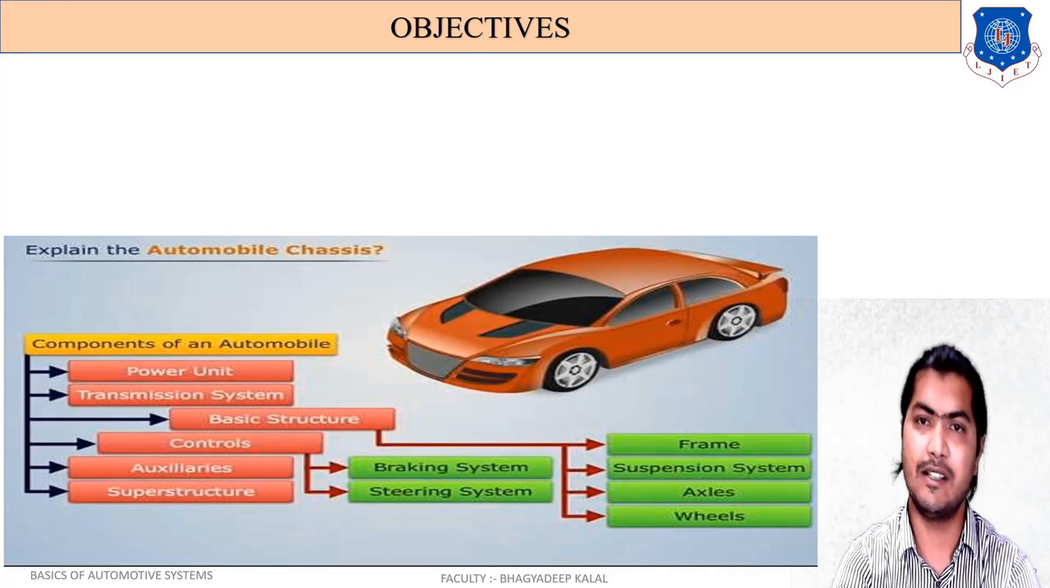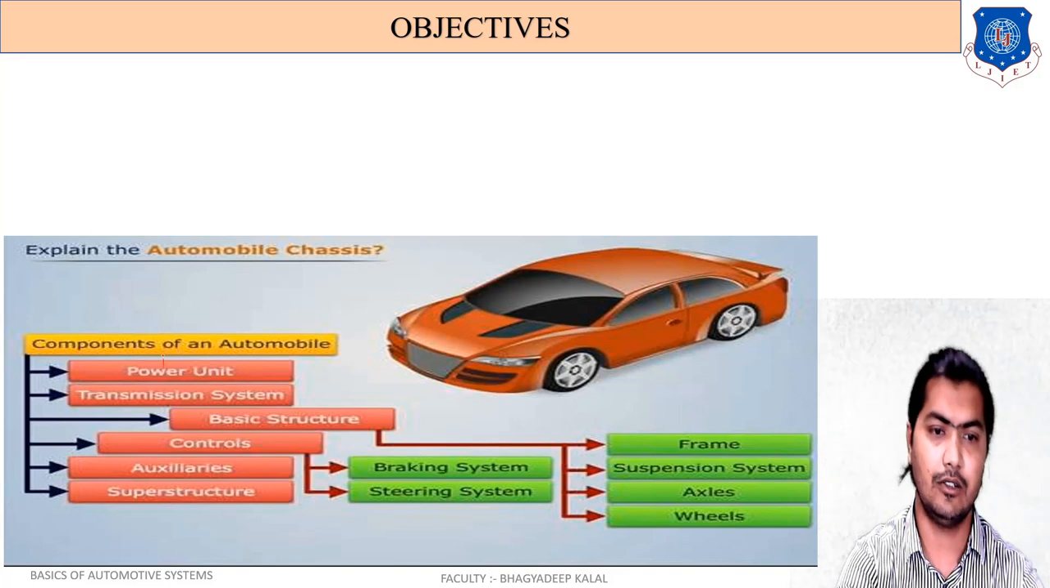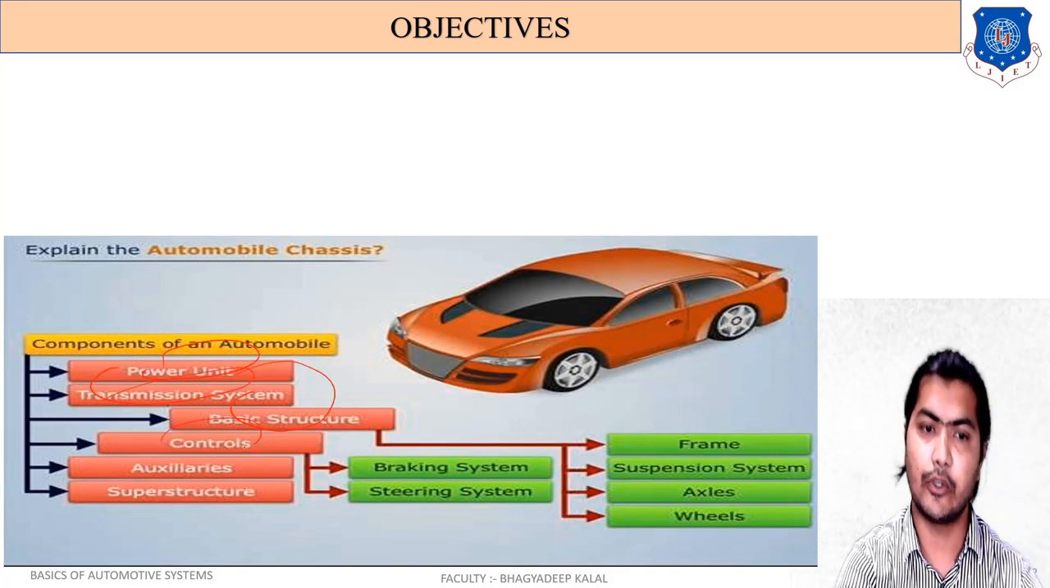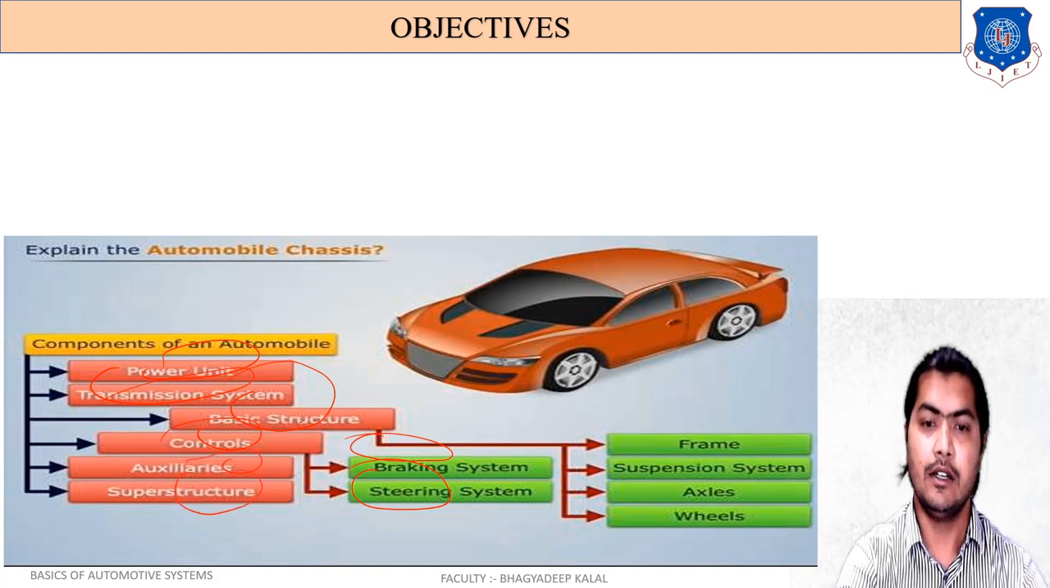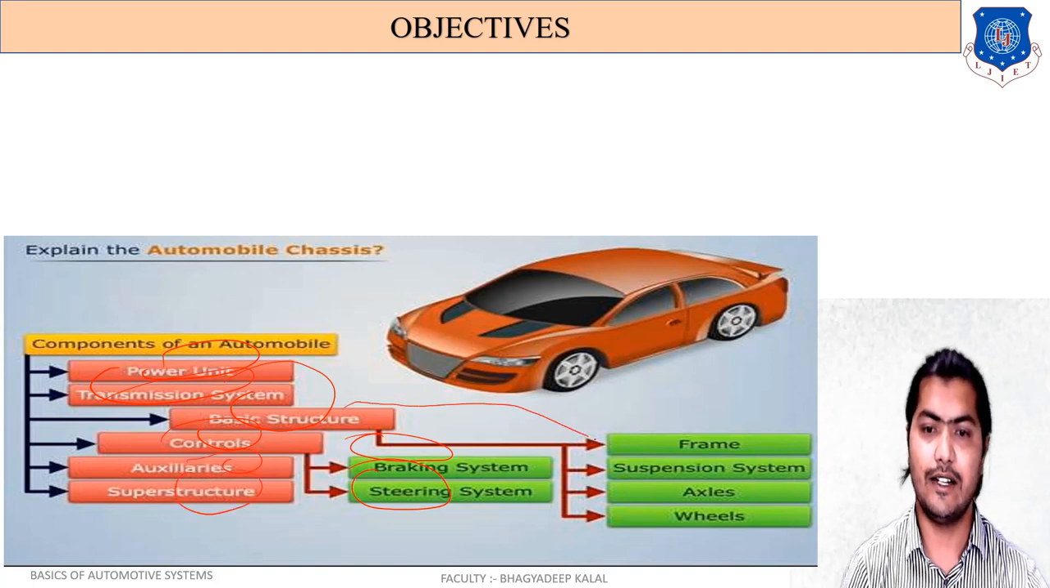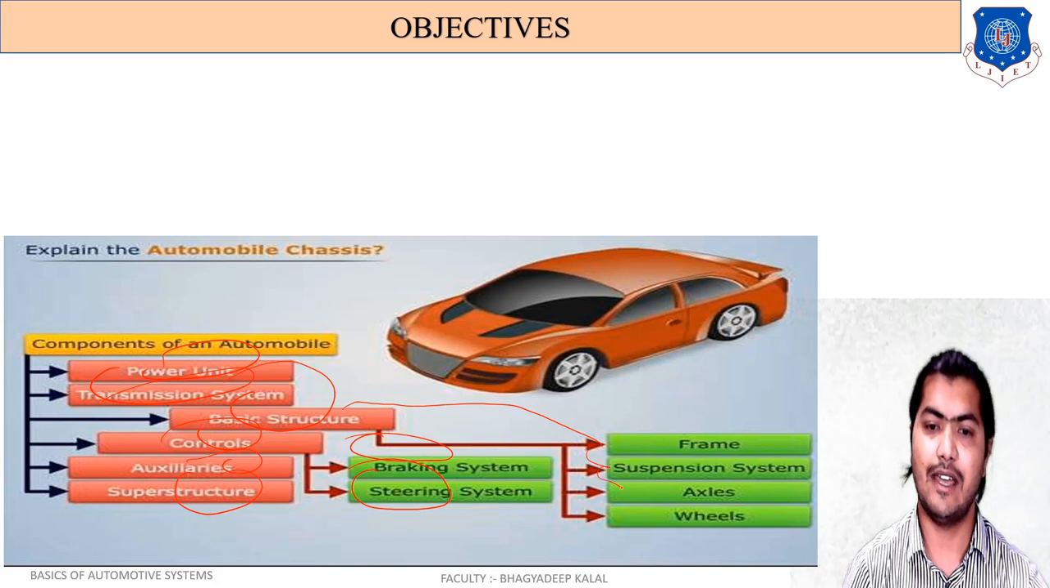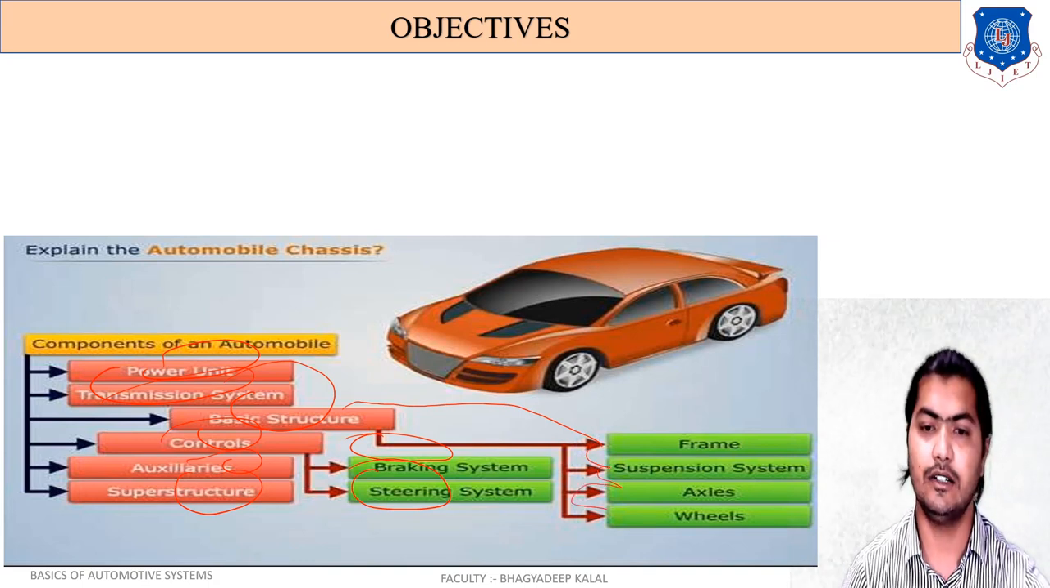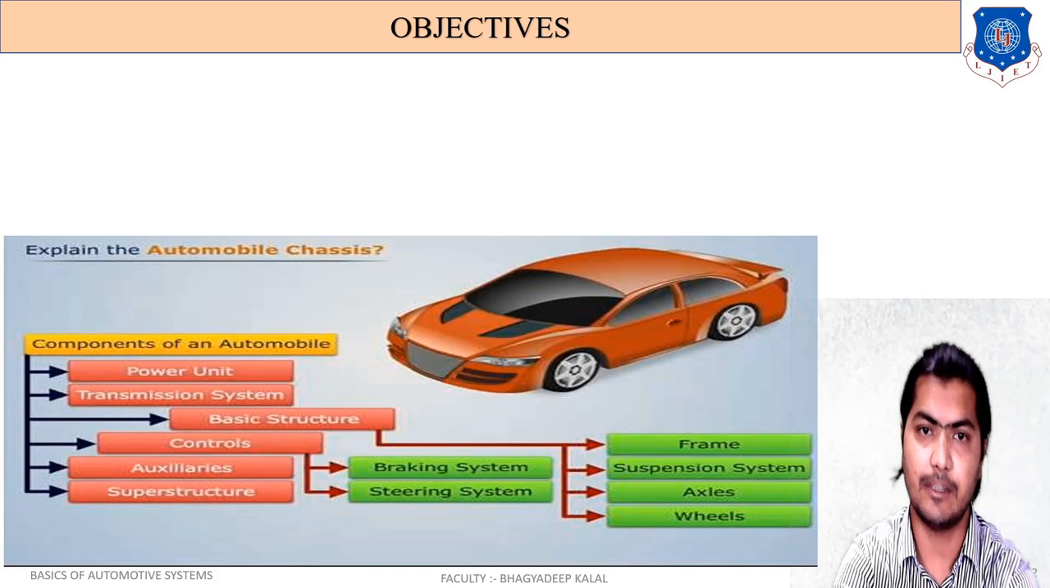Basically, we divided the subject into some units, like power units, transmission system, and basic structure, control system. In control system there are two types, braking system and steering mechanism or steering system, then auxiliary and superstructure. Now the basic structure is divided into frame, suspension system, axles and wheels. These are the subcategories.